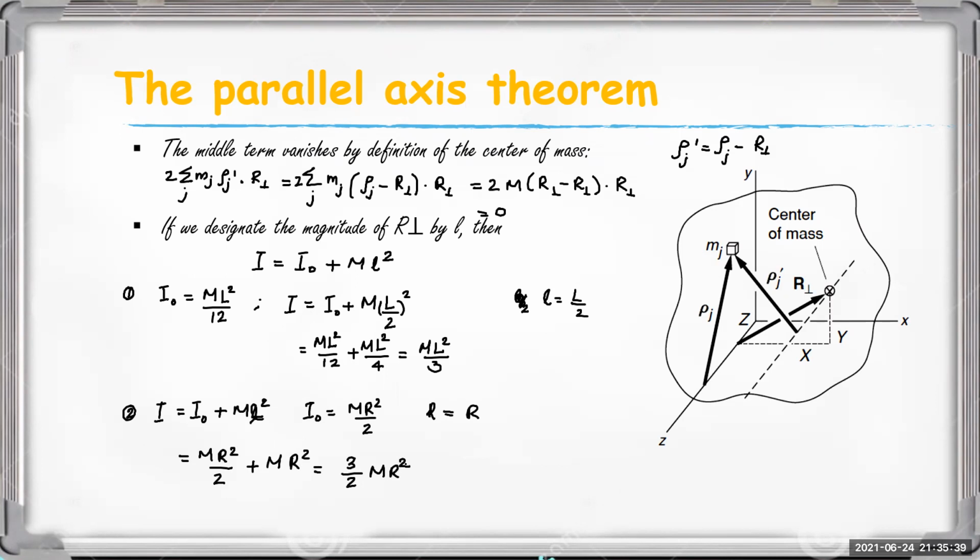Okay, so this is the moment of inertia about an axis at the rim that is perpendicular to the plane of the disk.